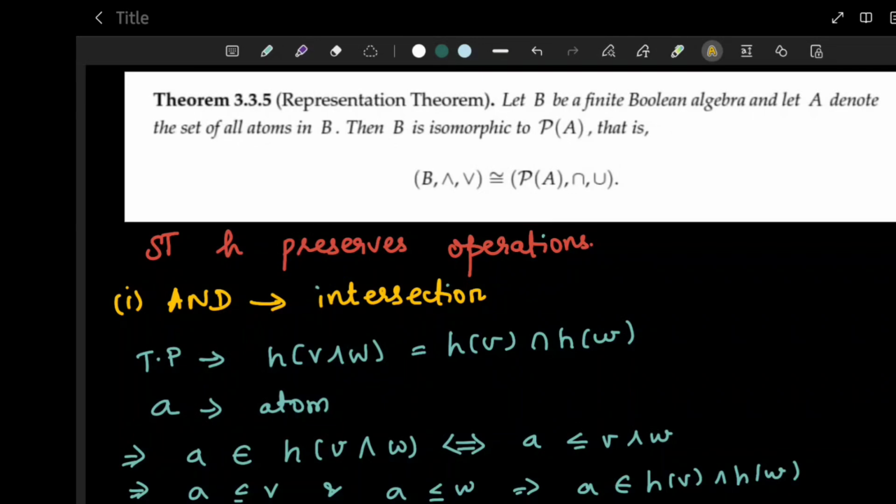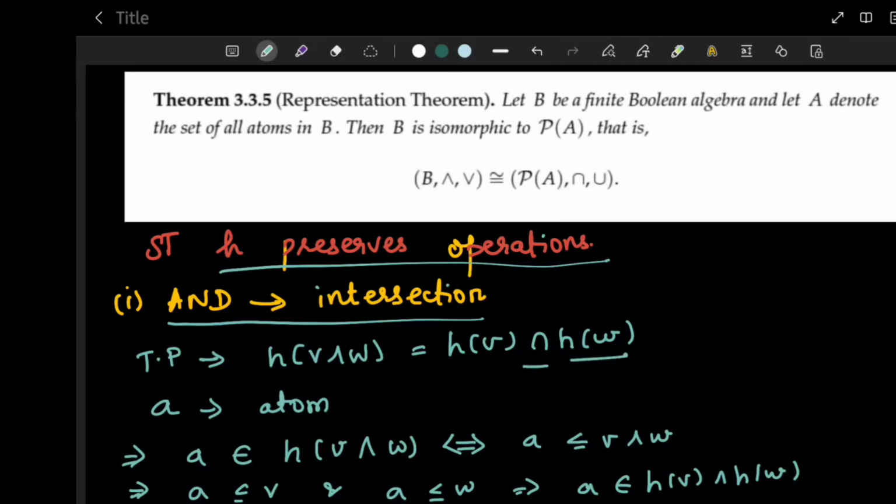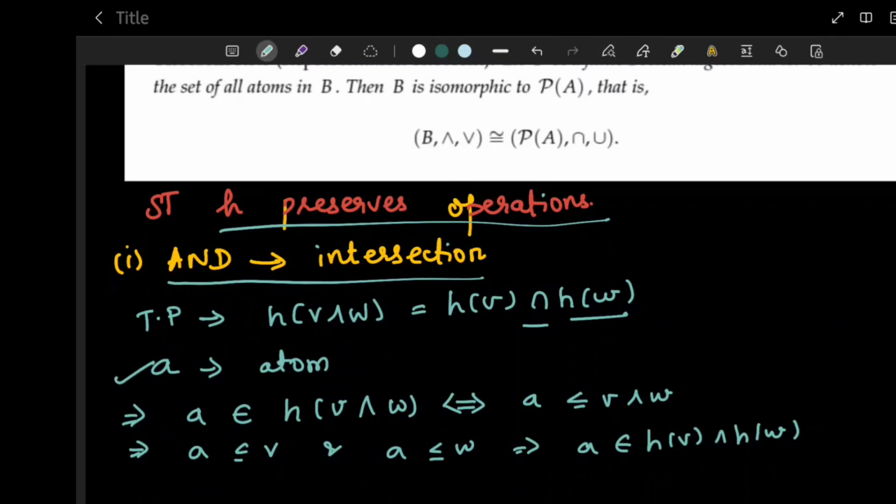As the next step of the proof, we are going to show that h preserves these operations like AND, OR and NOT. First, let's see for the AND operation, that is intersection. We want to prove that h of v meet w is equal to h of v intersection h of w. For this, let a be an atom. Then a belongs to h of v meet w. That is, we are taking an atom from A. This implies a is less than or equal to v and a is less than or equal to w.